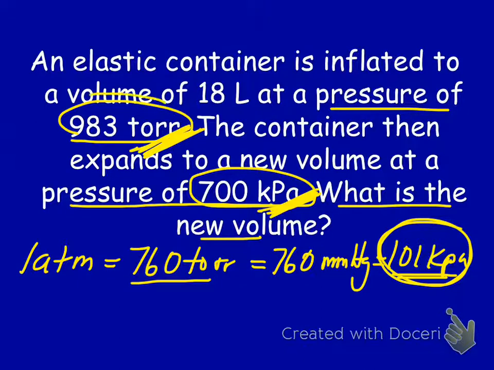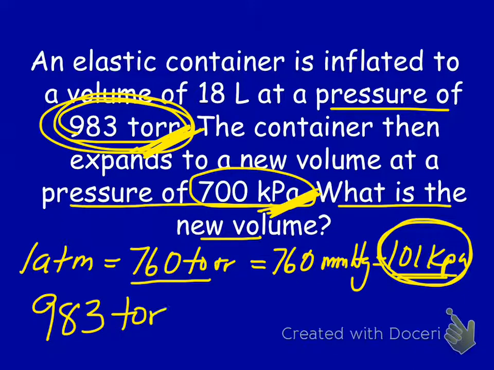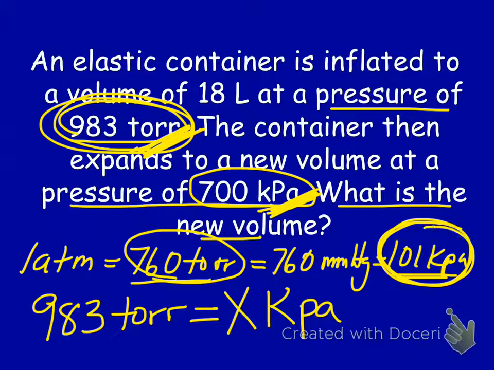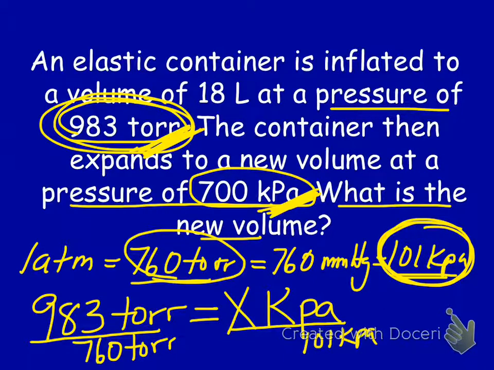It doesn't matter which one you choose. I'm just choosing kPa because I want smaller numbers. So I'm going to say, well, I want my 983 torr to be kPa. So I'm going to say equals what kPa. And then I'm going to use my conversion. Well, it says 760 torr is equal to 101 kPa. So I'm going to make this a fraction, and you're going to do this for every single one. And then I'm going to put 760 torr and I'm going to put 101 kPa. This is my x, right?